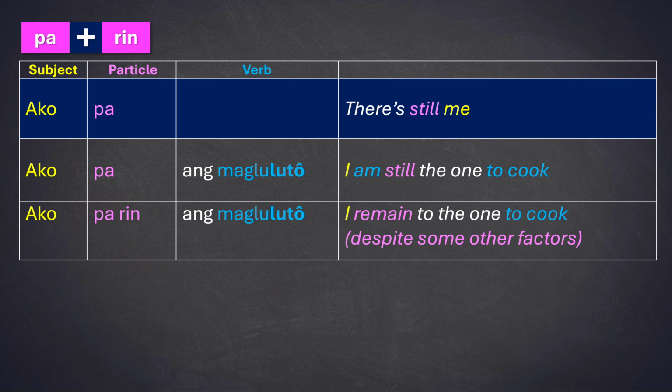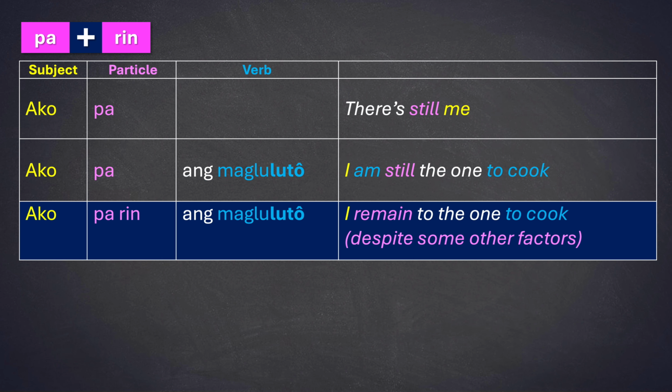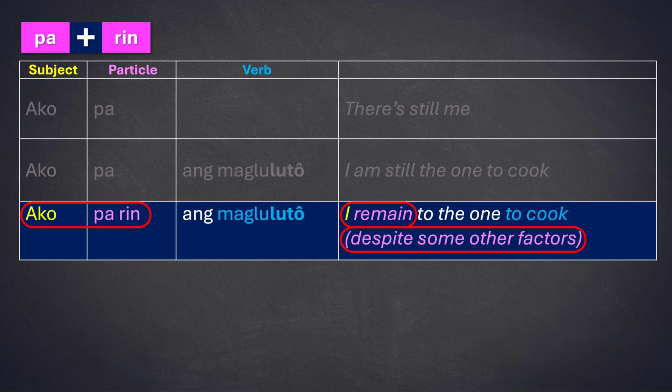Ako pa. There's still me. Ako pa ang magluluto. I am still the one to cook. Ako pa rin ang magluluto. I remain to be the one to cook despite some other factors. Here, the subject ako or I remains to be the person to cook despite other factors that are present. Like for example, he will cook even if a chef has arrived.